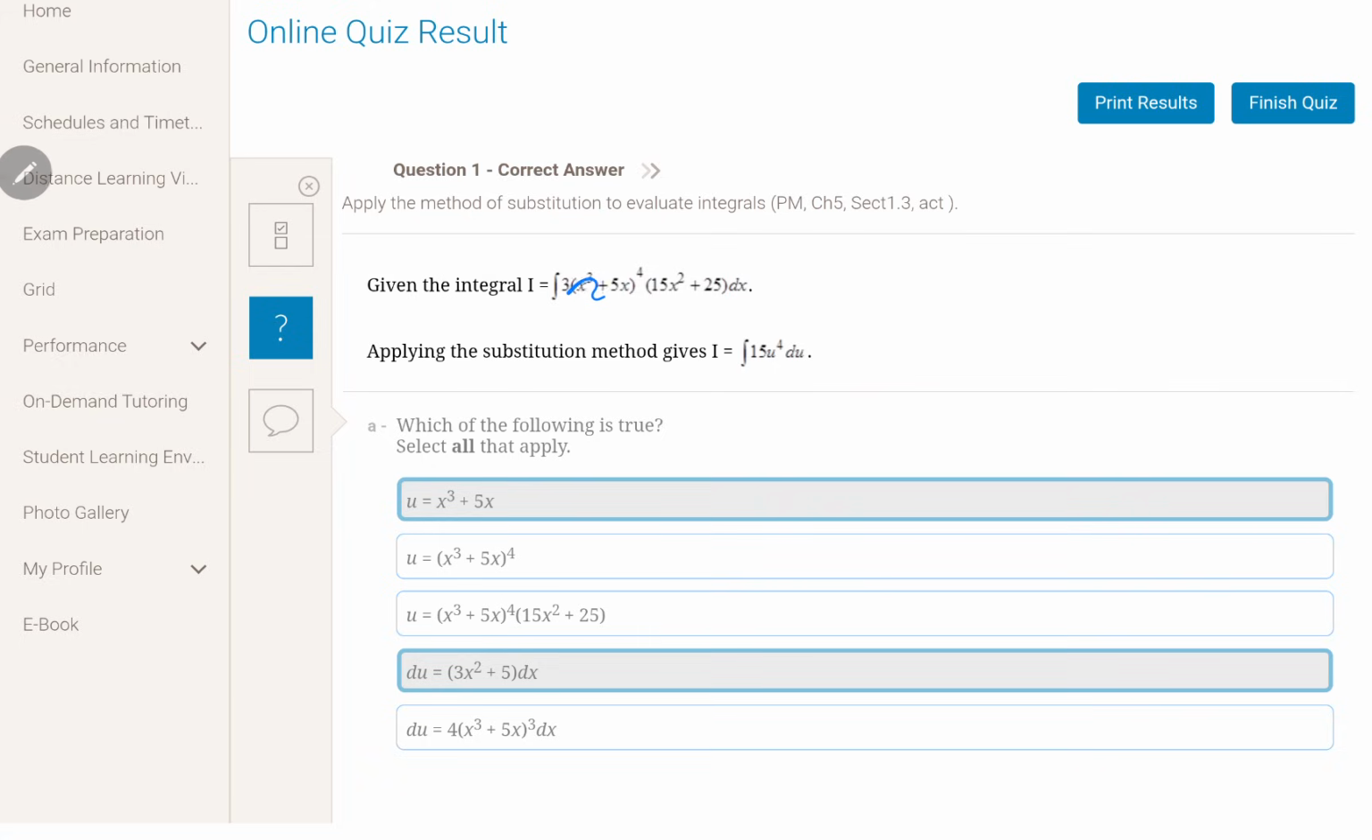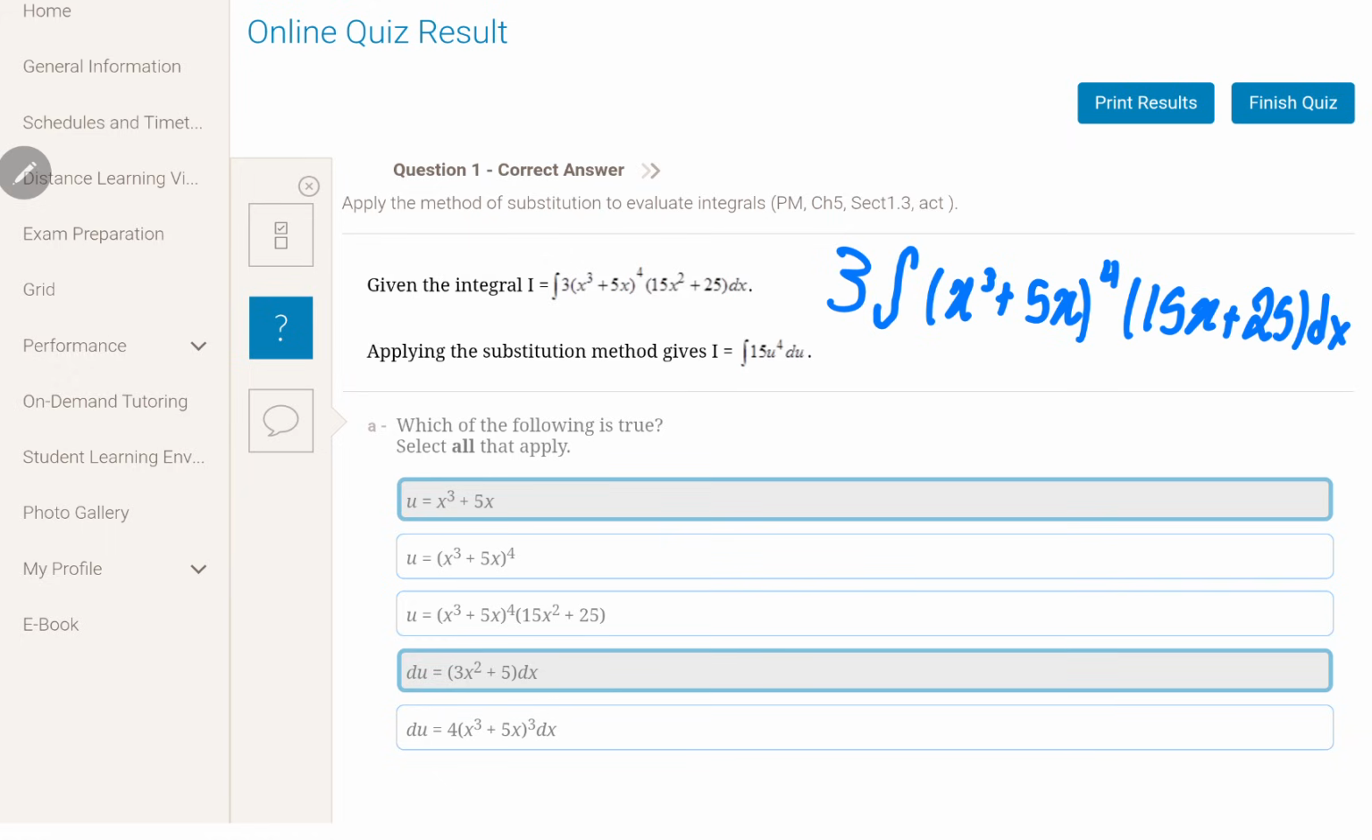So, first of all, I don't like how this is very messy. So you can take the 3 out at the start, right? Then you can write it as 3 times the integral of (x cubed plus 5x) to the power of 4 times (15x squared plus 25) dx. It's an x squared, sorry. Okay, now we're gonna see this is our u, right? Because it's the one with the exponent. So let u equal x cubed plus 5x. You have to write this, by the way.